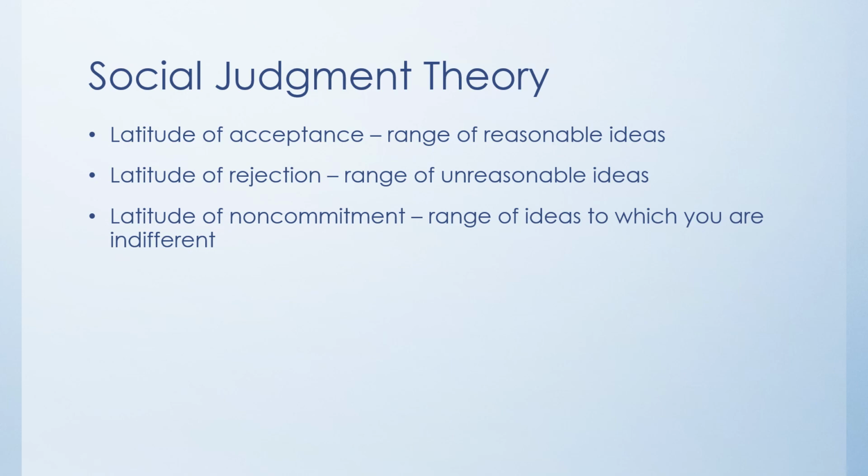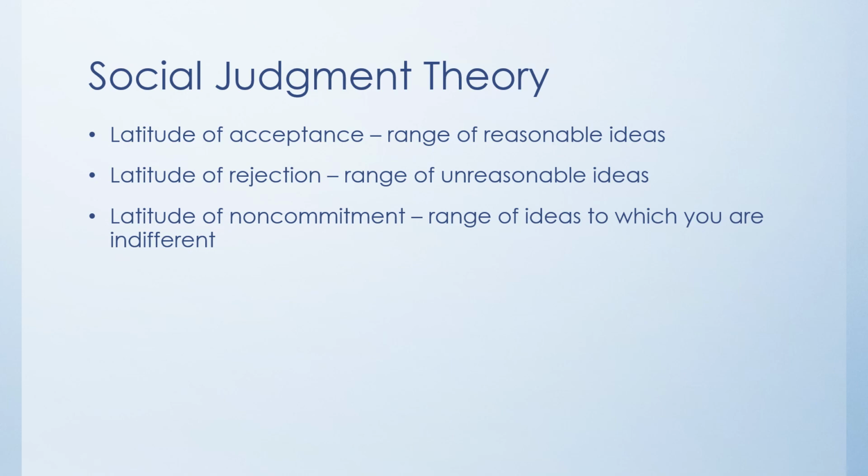So if you think of these on a continuum with the latitude of acceptance at one end, the latitude of non-commitment perhaps in the middle, and the latitude of rejection at the other end, what is it that would push you over the edge from one into the next? What would push you into the latitude of rejection? What would you be willing to do to move your partner from their latitude of rejection into perhaps their latitude of non-commitment, or even into their latitude of acceptance?